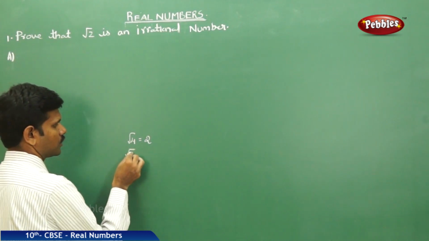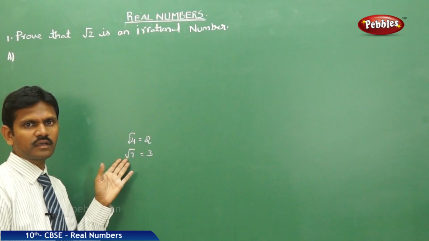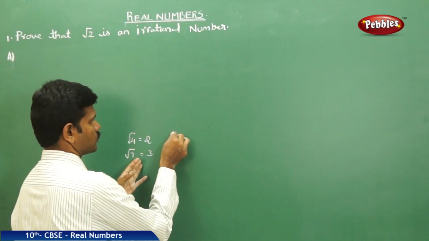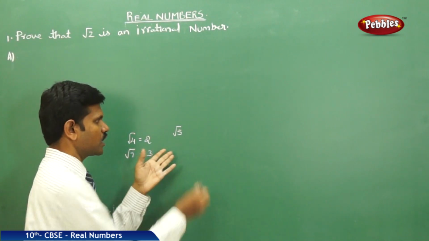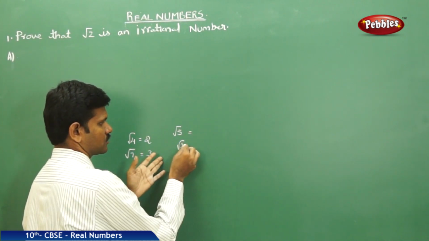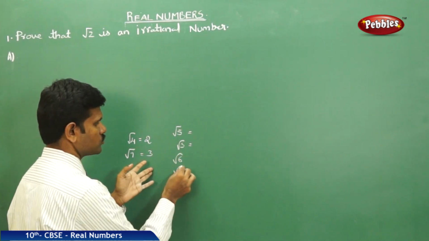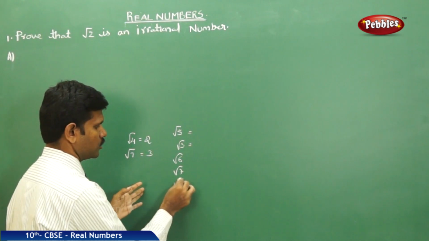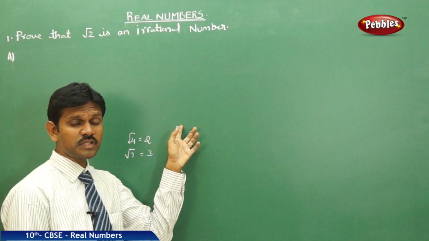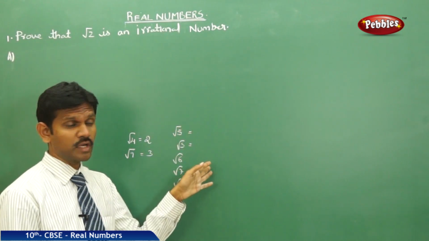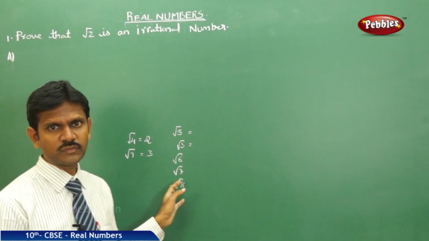Suppose for example root 9, I can express as 3. It is not an irrational number. Now suppose for example root 5, I cannot express as a whole number. Root 3, I cannot express. Root 6, I cannot express. Root 7, root 8, we cannot express. Therefore the numbers which we cannot express as a whole number under the root, such numbers are called irrational numbers. Okay.